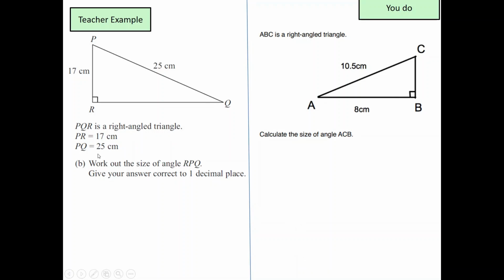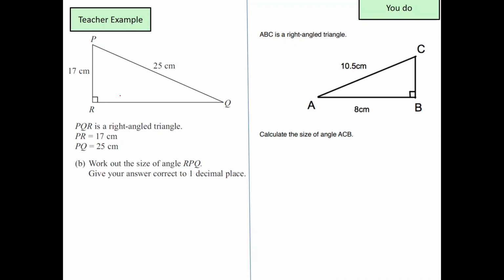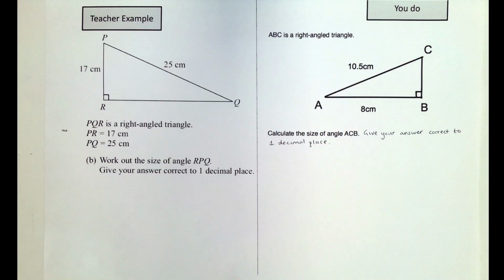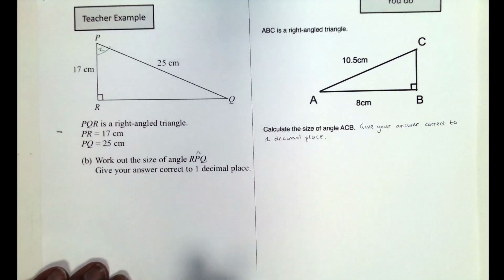So here I have a right angle triangle, and it wants me to work out angle RPQ. Where is that angle RPQ? It's the middle letter that I want to look at. So it is this angle here, and I'm just going to call that angle X. So this is the angle I want over here, angle X, and I get it from the middle letter.